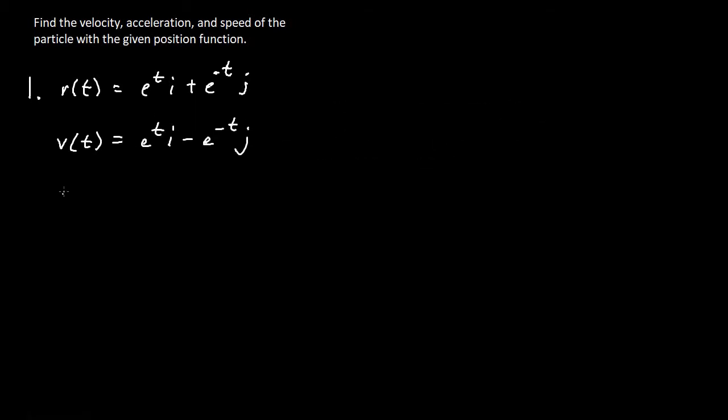Now let's find the acceleration function. Remember, acceleration is the second derivative of the position function and the first derivative of the velocity. If we take the derivative of the velocity here, the derivative of e to the t is still e to the t, times i, and then minus. The derivative of e to the negative t is negative e to the negative t times j. Notice the negatives will cancel, so we'll get a positive. And so the acceleration vector is e to the t i plus e to the negative t j.